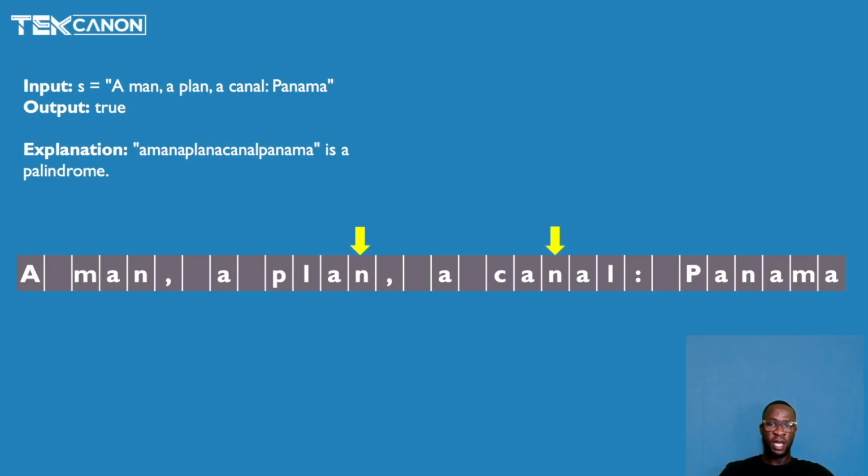A's match, N's match. Now we have a comma and A. The comma is non-alphanumeric, we shift left. The space is non-alphanumeric, we shift left. A's match, we shift both in. We have a space, so we shift the left pointer inward. And now we have both pointers merging as one. So as long as both pointers can meet in the middle somewhere, this phrase is indeed a palindrome.